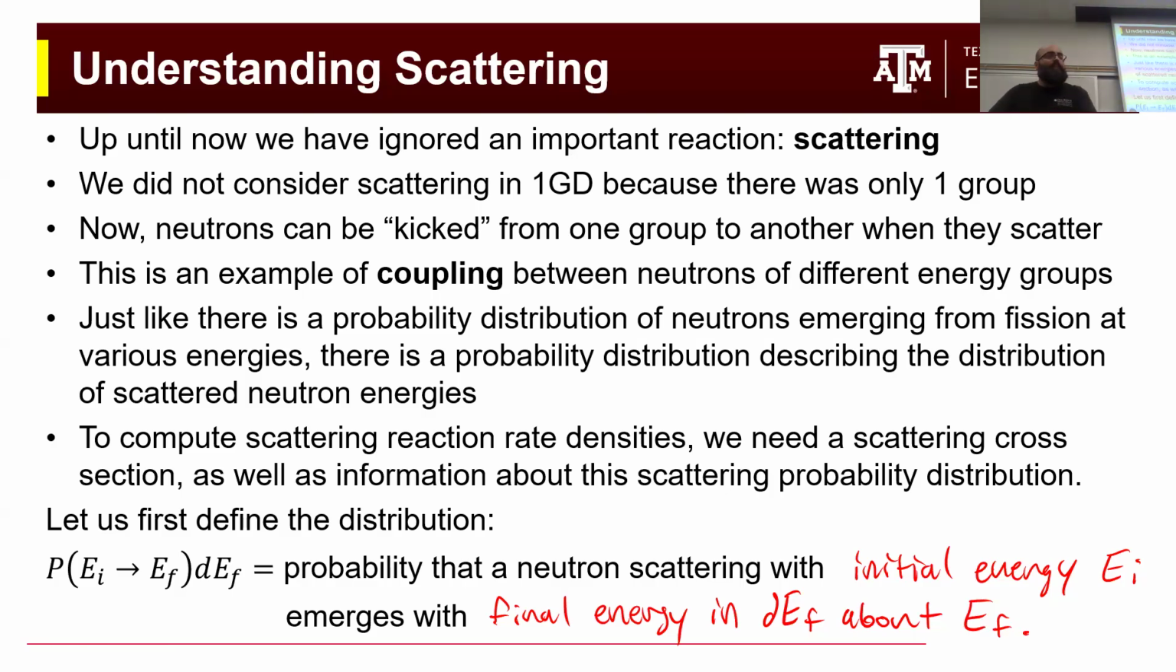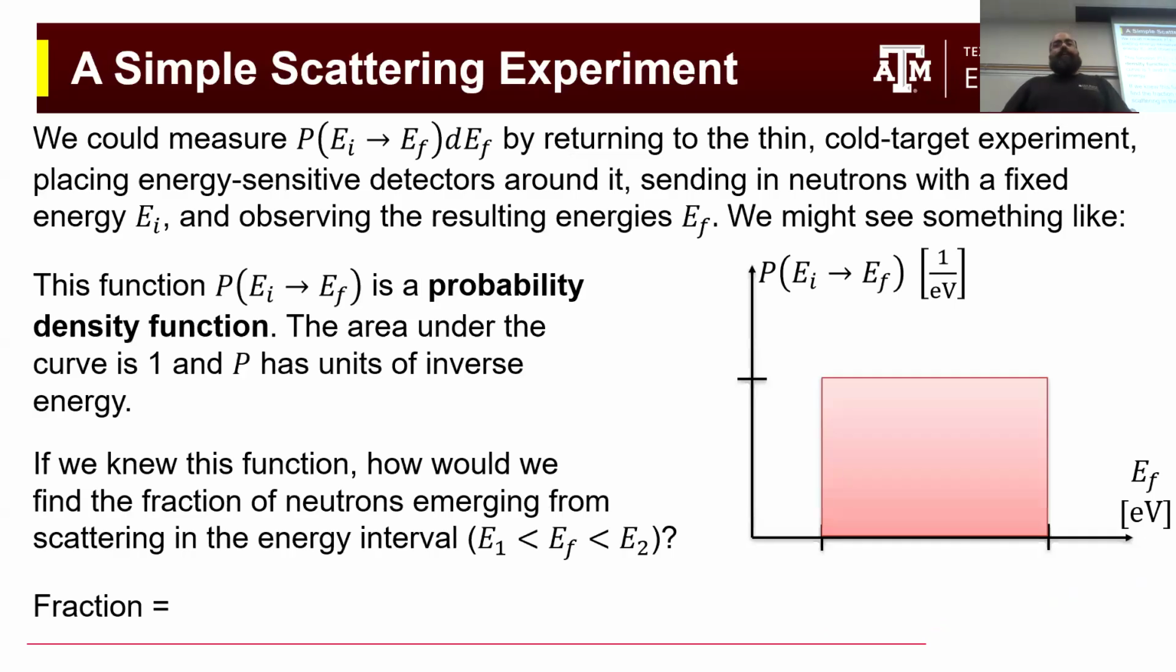So this is a probability density function that gives me information about what's the probability that a neutron comes in with some energy EI and gets kicked out with some energy EF. And if we knew what that probability density function was, then we would have everything that we needed to put our equations together. So we can do a simple scattering experiment that could help us understand what that distribution might look like.